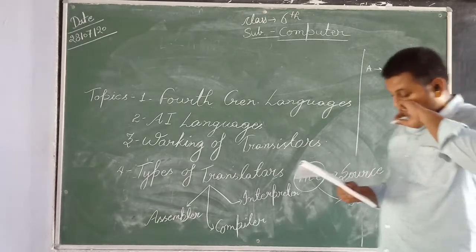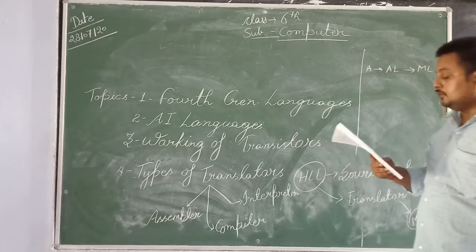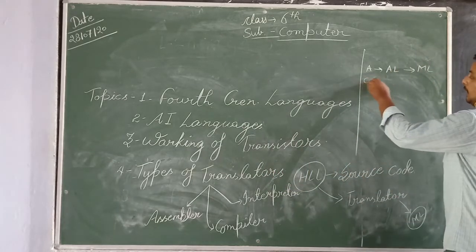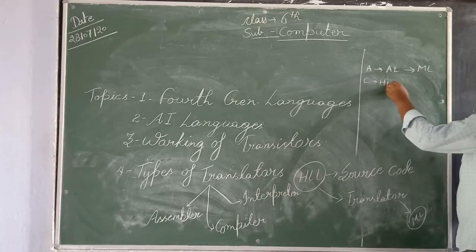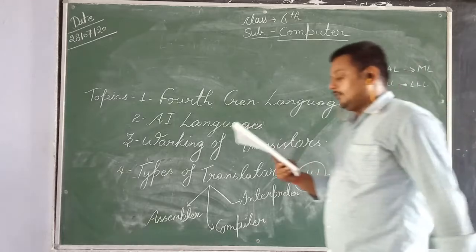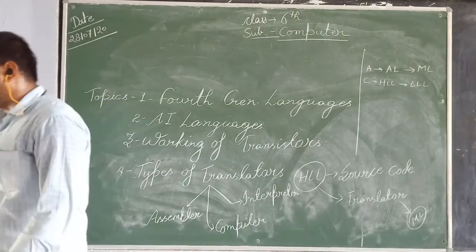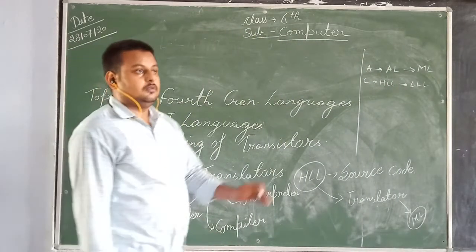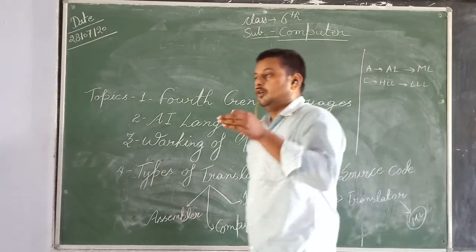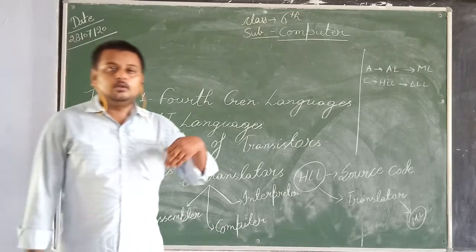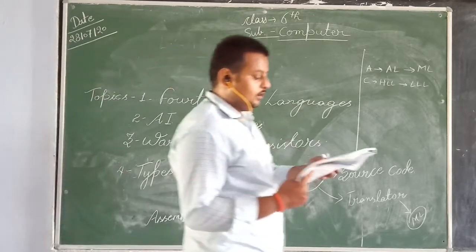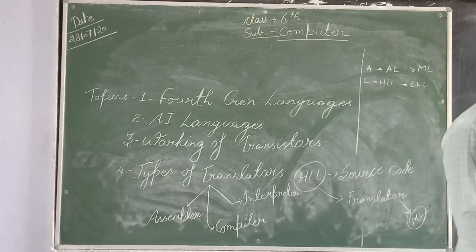Afterwards, the compiler. A compiler is a translator that is used to translate a program written in a high level language into a low level language. Means a compiler converts HLL to LLL. It translates the entire program in one go, means in one click only. And after that, it completes the process and detects errors.